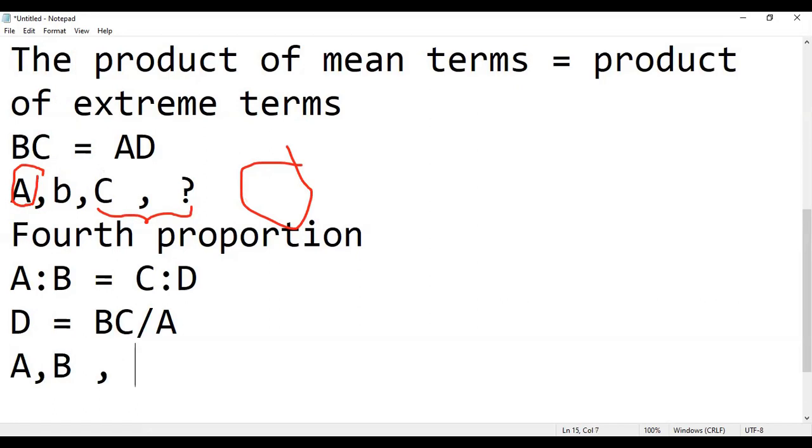Next one. Whenever they give the values of A, B, how can we find the third value? How can we find the C? There is no D.